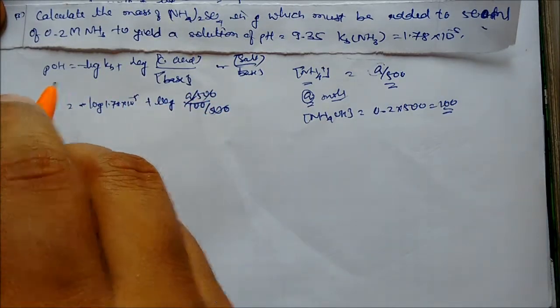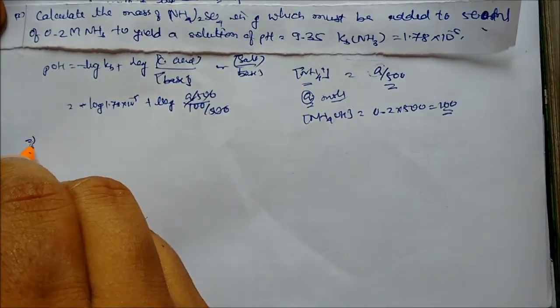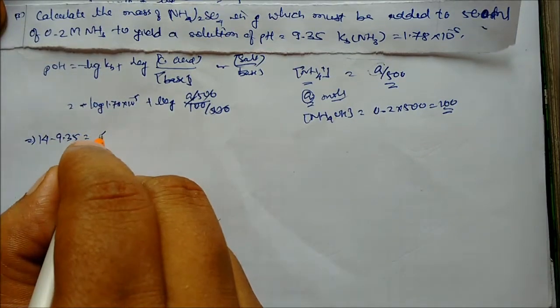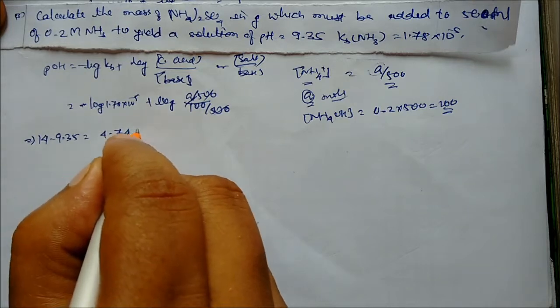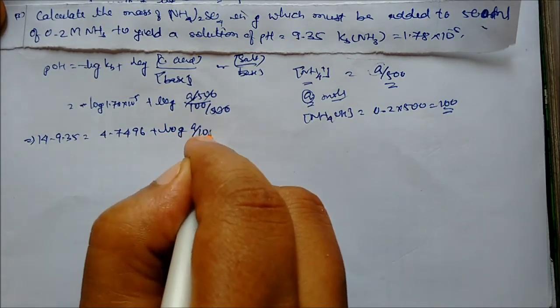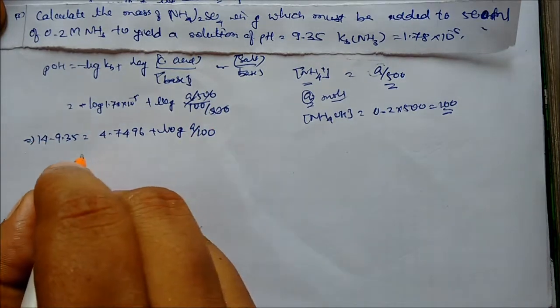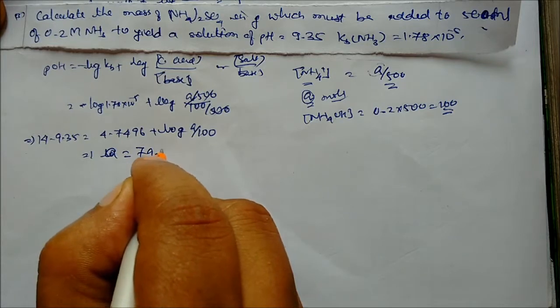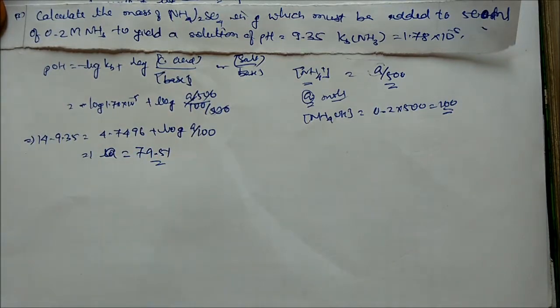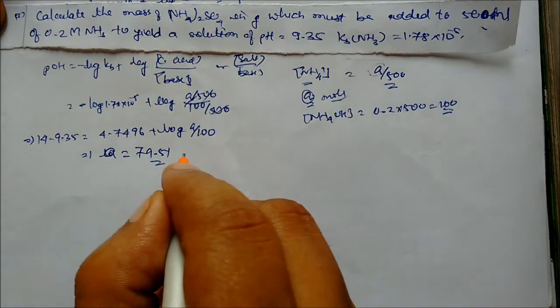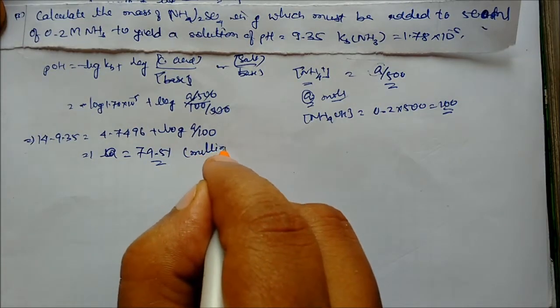Again pH is given, so pOH is nothing but 14 minus 9.35, and the log of 1.78 is nothing but 0.4796, and this will be ultimately plus log of A upon 100. So every value is given, so we can find it out. Here A is equal to 79.51. So this is the moles of salt, which means this is the millimoles.